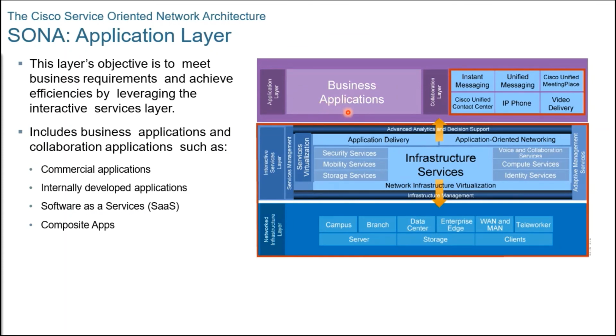Last one would be the application layer. So this layer includes business applications and collaboration applications. So the objective of this layer is to meet business requirements and achieve efficiencies by leveraging the interactive services layer. So this layer includes the following collaborative applications. So you've got commercial applications, internally developed applications, software as a service, or the SaaS, and the composite apps.